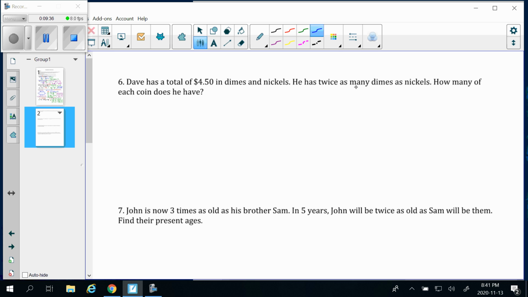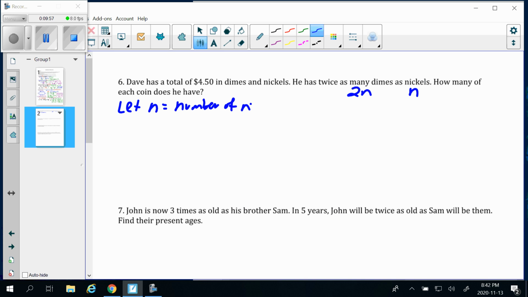So first we're going to choose a variable to set this up. Because he has twice as many dimes as nickels, he's actually got more dimes. So if you have n be the number of nickels, then you're going to have 2n be the number of dimes. So we'll have n equal the number of nickels.